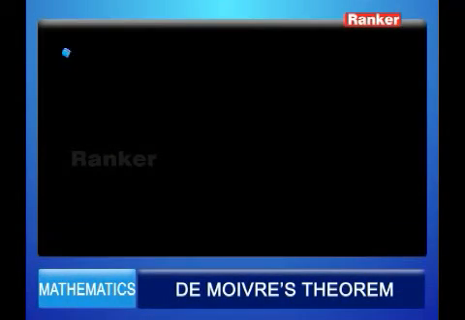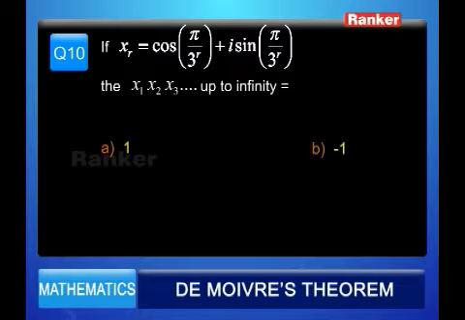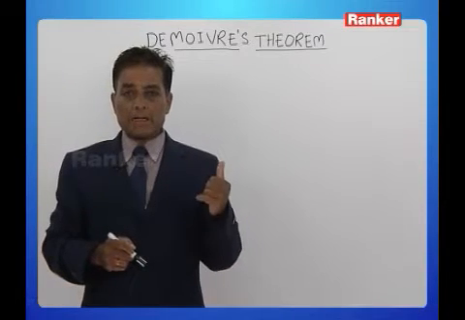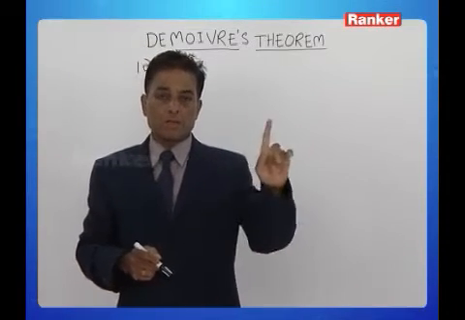Question number 10. If x r is given as cos (pi by 3) power r plus i sin (pi by 3) power r, then what is the value of x1 into x2 into x3, and so on up to infinity? What is the answer? Four options are given: 1, minus 1, i, minus i. What is the right answer, right option? Question number 10.